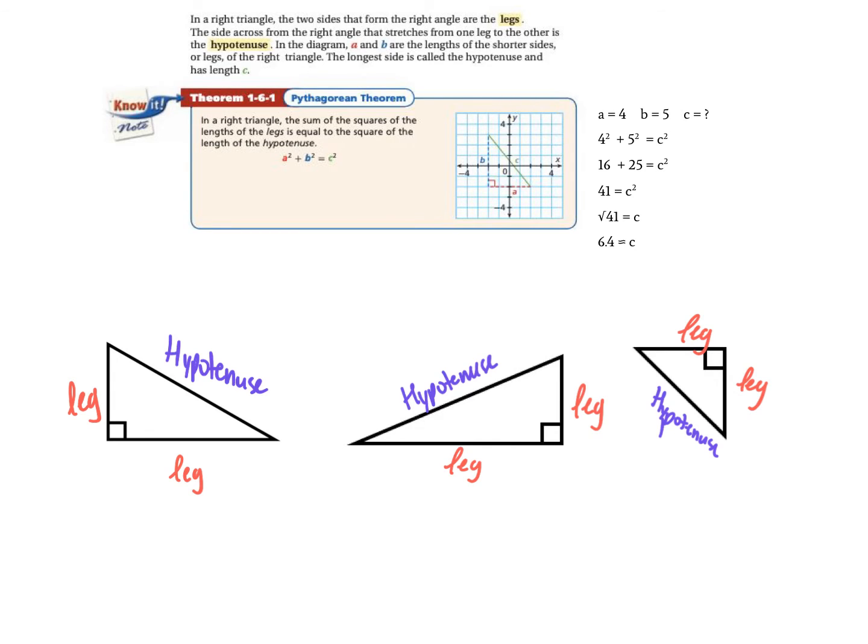All right, here's what I got. Hopefully you got something similar. And once you're ready, on the back side, we'll start finding some actual distances.